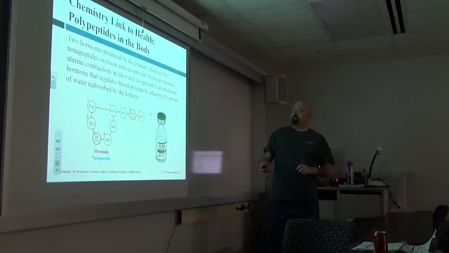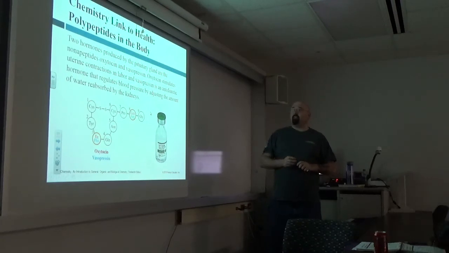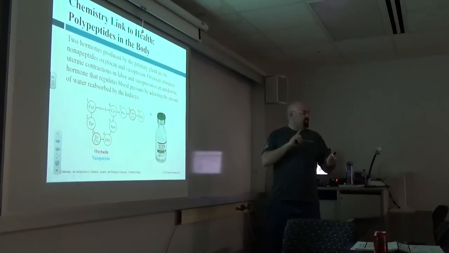So then we also have, if you put phenylalanine and phenylalanine and arginine in there, then you get vasopressin, and that's an antidiuretic hormone that adjusts your blood pressure by changing how much your kidneys reabsorb water. So, depending upon which condition you're trying to treat, that sequence might be really important.